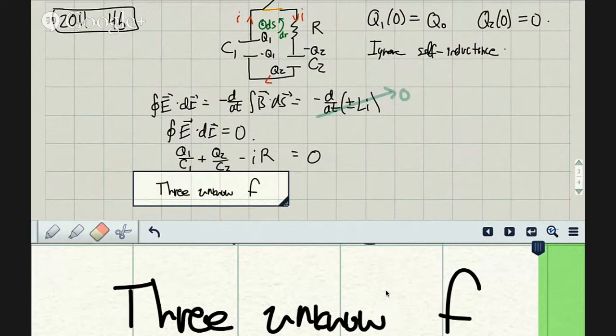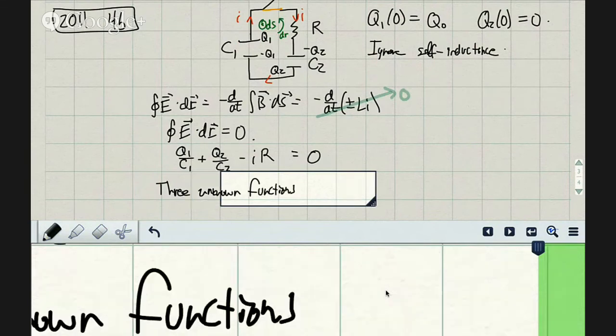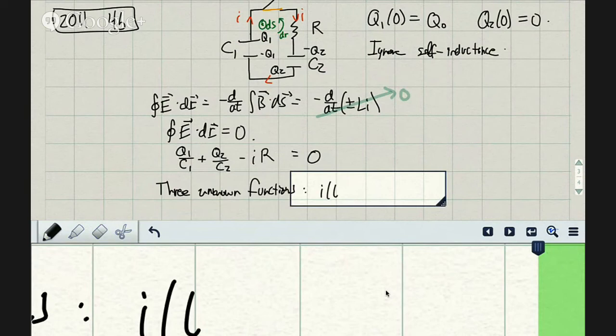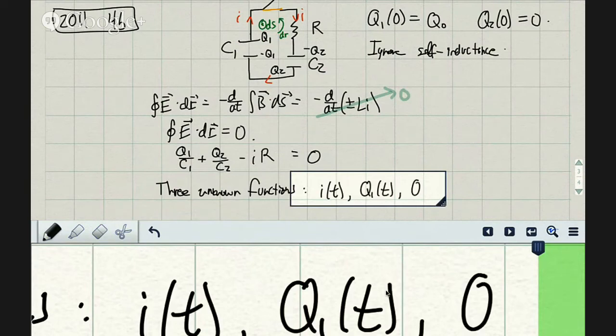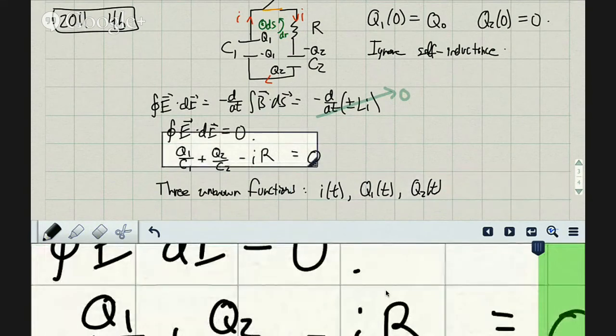That's the worst spelling of unknown I've ever seen in my life. Okay, functions. That's a little closer, probably. All right, we have I of t, unknown. We have Q1 of t, unknown. Q2 of t, unknown. We have one equation. Okay, just one. So we need some help.